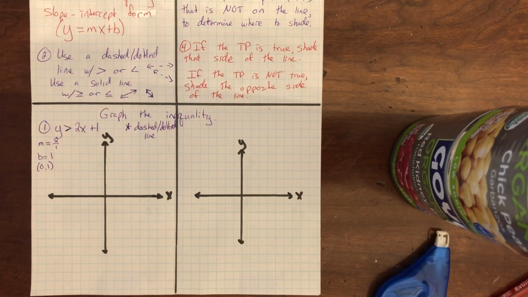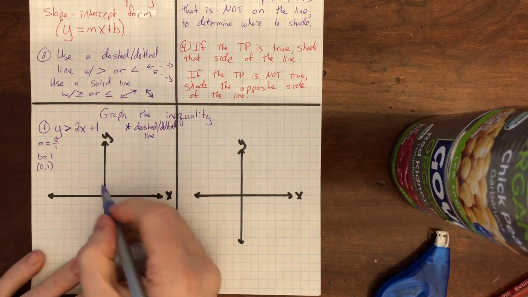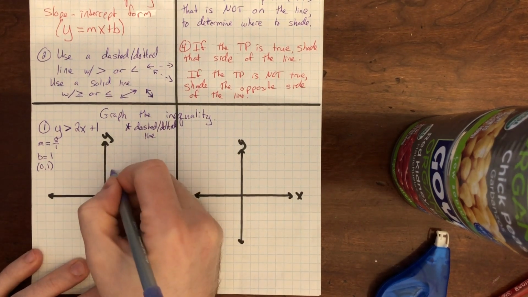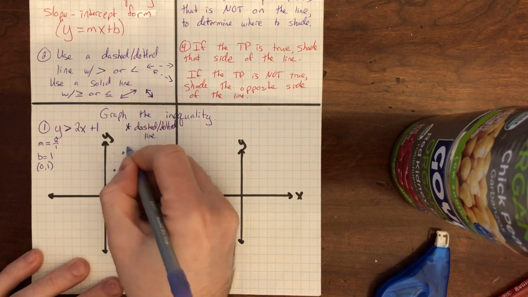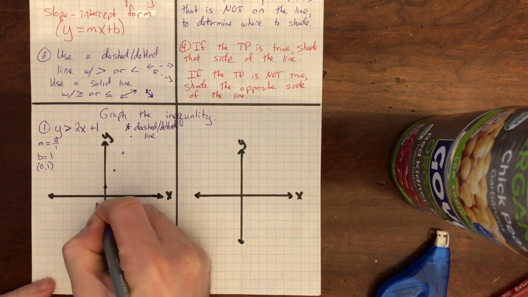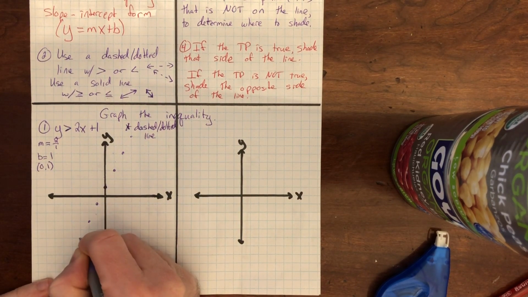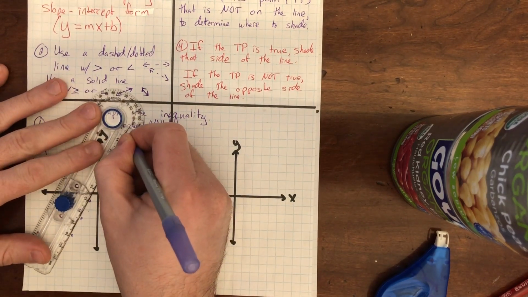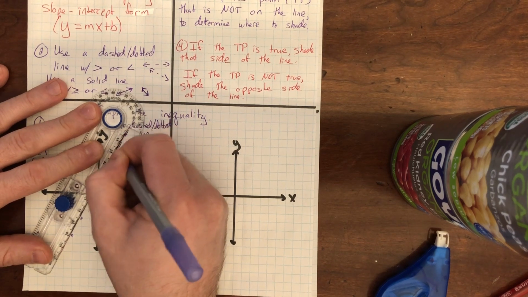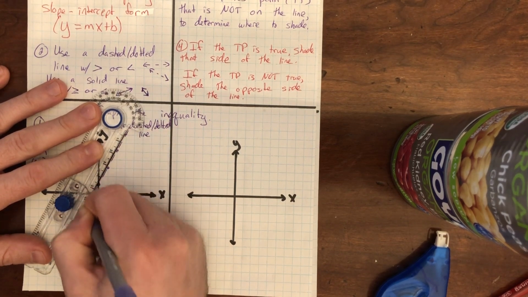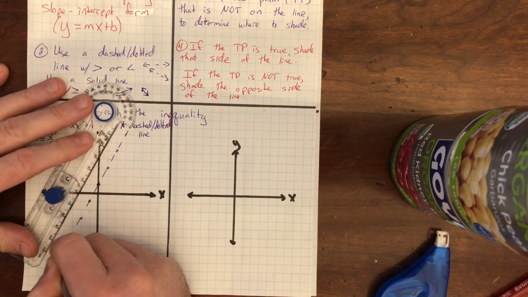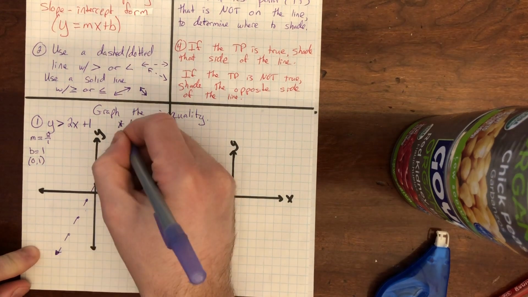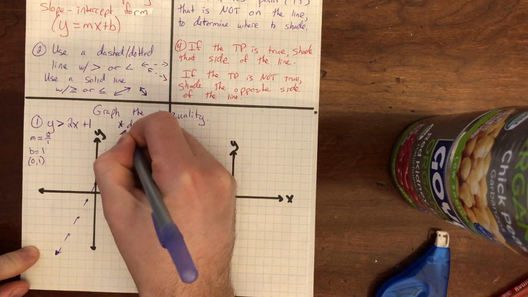So I'm going to go through and graph this just like I normally would. I'm going to start at 1. My slope is up 2 over 1, or down 2 left 1. Then I'm going to take a ruler or a straight edge and graph my line. Remember, it's dotted, so I'm just going to skip some spots on my line. So there's the graph of this inequality right here.